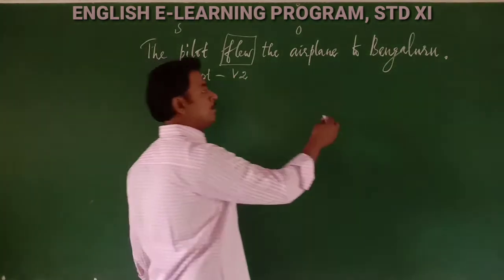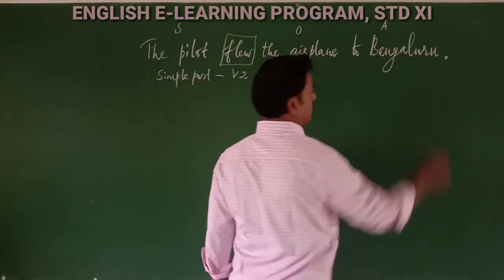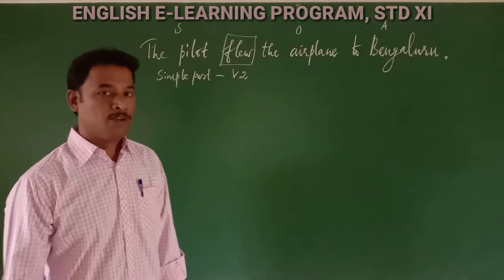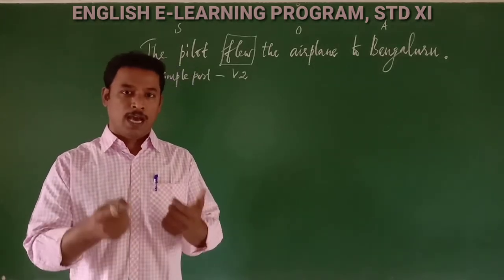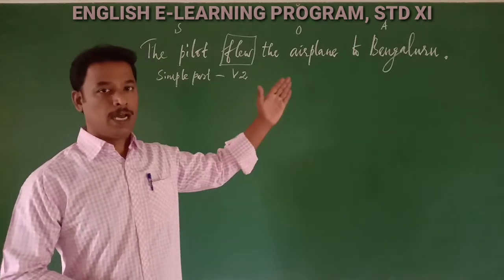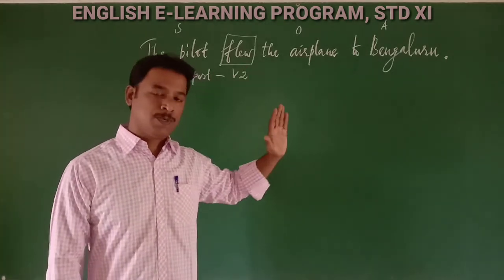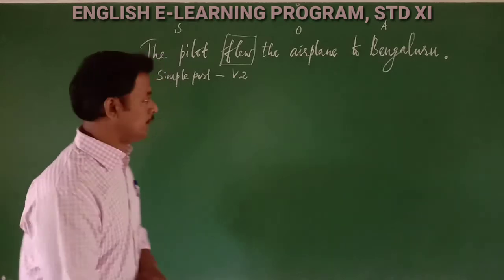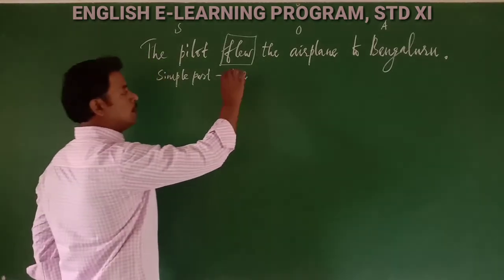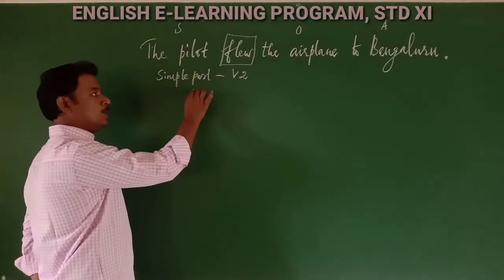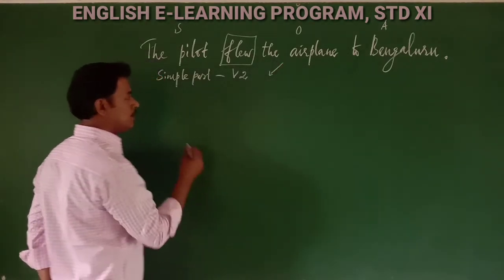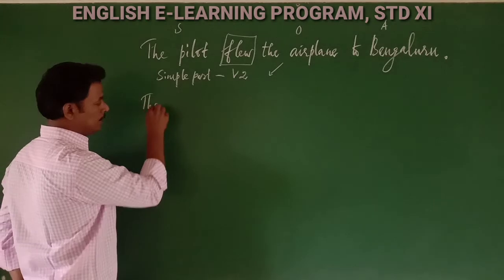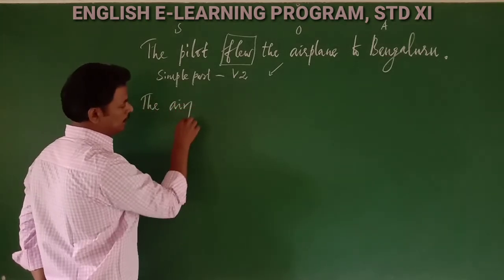Okay. Remaining parts are called adjuncts. If you get the answers for the questions when, where, why and how, they are called adjuncts. In parts of speech, they are called adverbs. Okay, right. So, while transforming the active voice into passive voice, you have to bring the object first. The airplane.